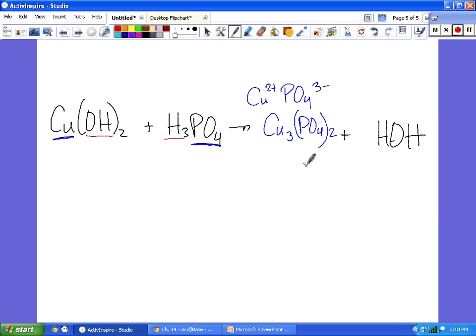From this point, we need to be able to balance it. So how many Cu's on the left? How many Cu's on the right? I need a 3 on this side, right? I'm going to go to phosphates next because I saved my H's and O's for last. How many phosphates do I have on the left? Phosphate is PO4. That's one thing. Does that make sense? How many phosphates do we have on the right? This is one whole thing, and that 2 goes to that one whole thing. Yep, so I need a 2 right here.